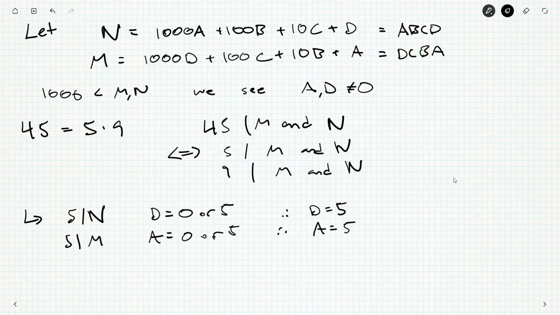Now how about divisible by 9? Well, a number is divisible by 9 exactly when the sum of its digits is divisible by 9.